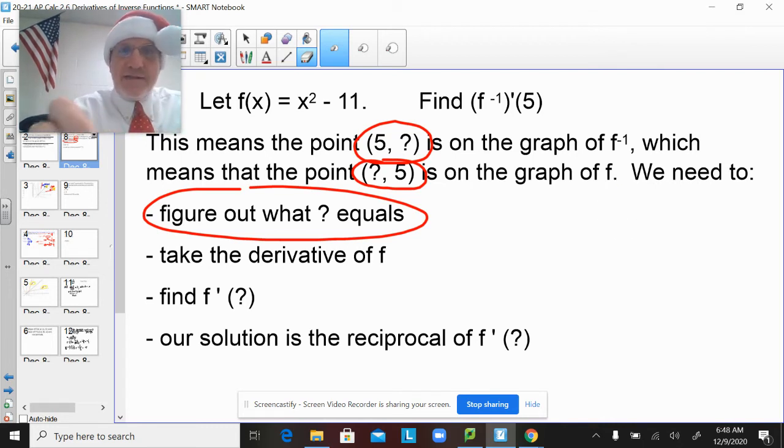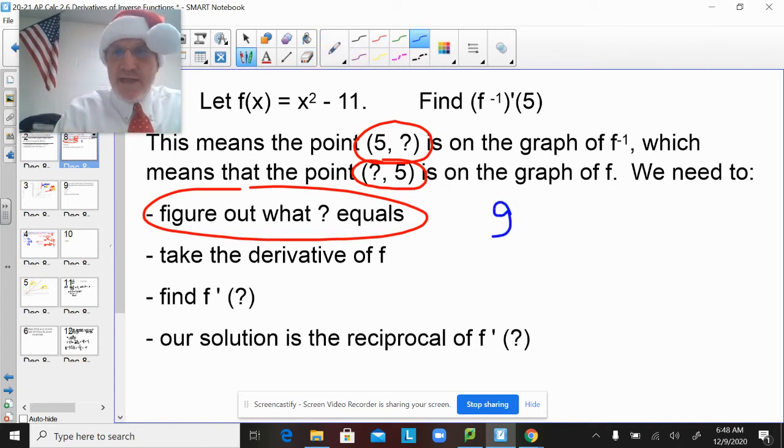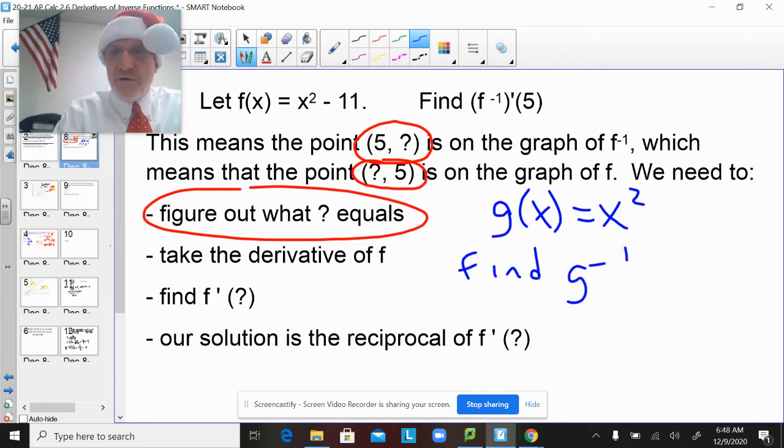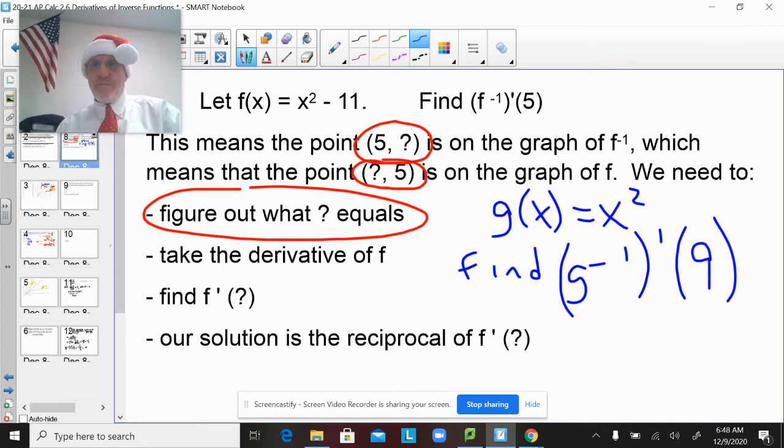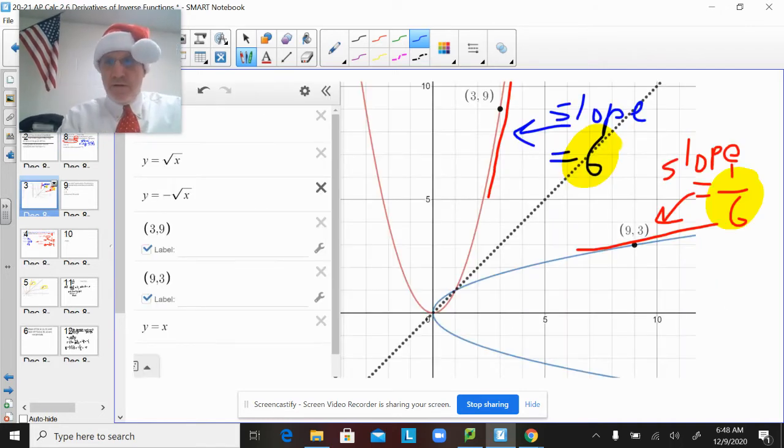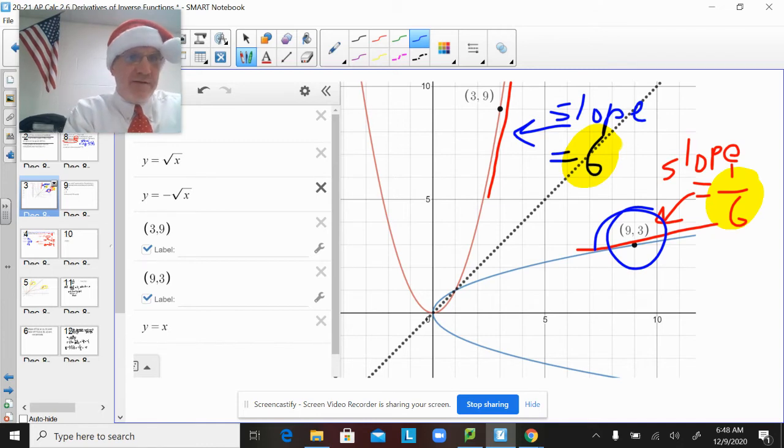Okay, I'm going to come back to this one. Let's say g of x equals x squared, the function I was just using, and I wanted to find g inverse prime of 9, which is really what we did. The point is 9, so we were looking for that.